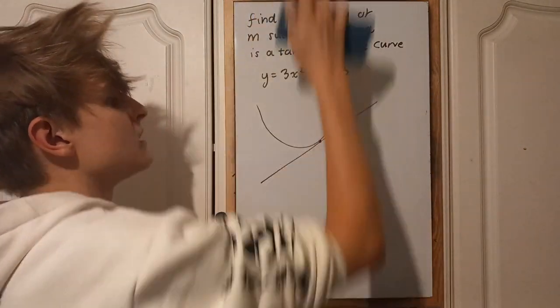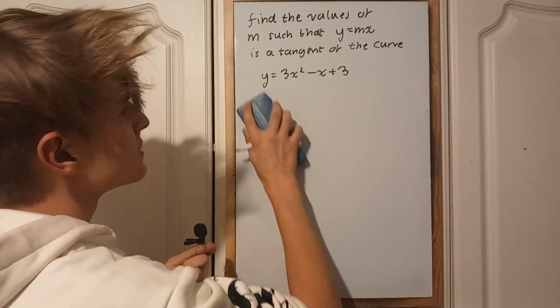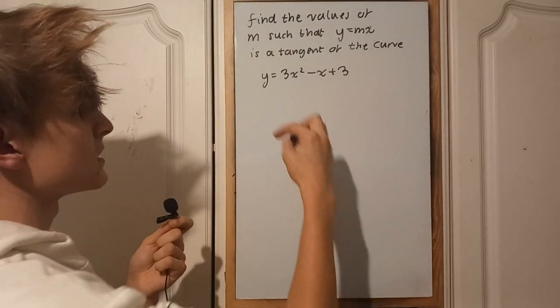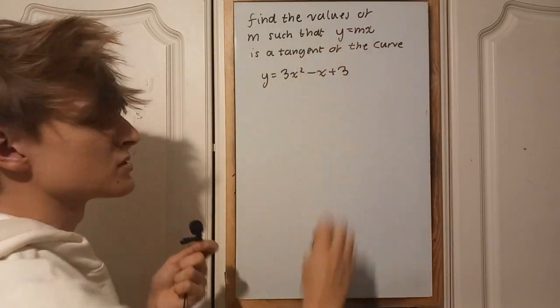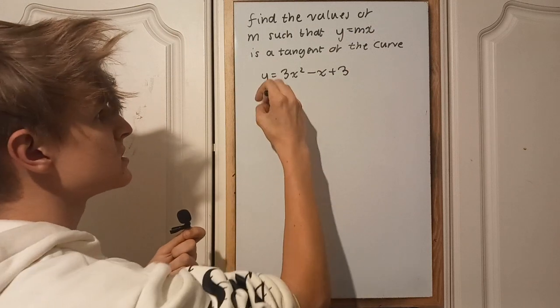So, solving for the intersection points of the curves will go something like this. Because we've got a y equals on both sides, we can just set the two equations equal to each other.